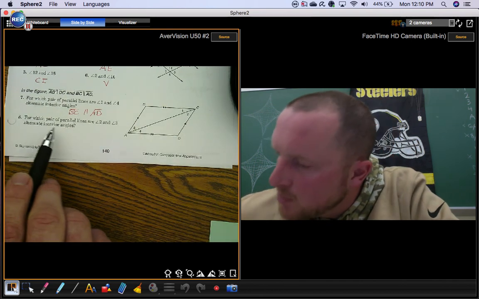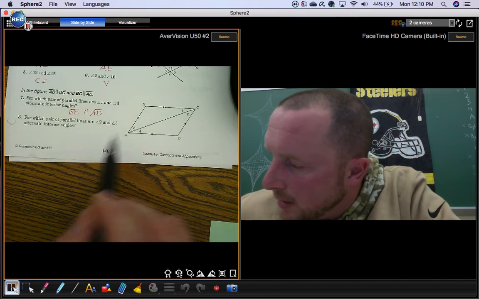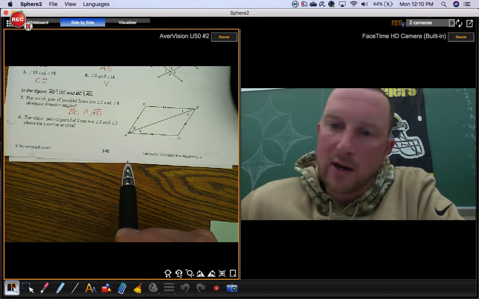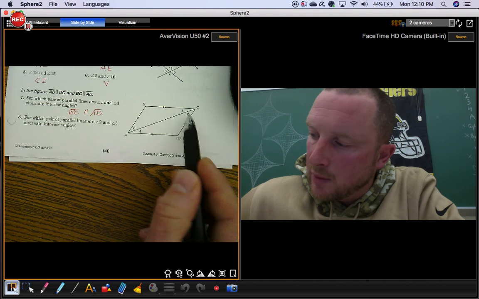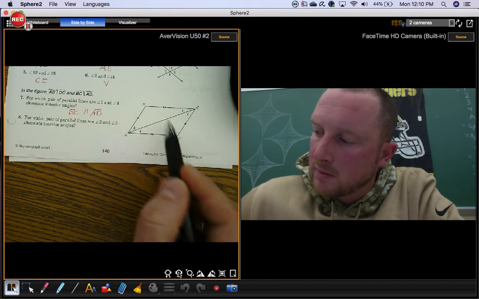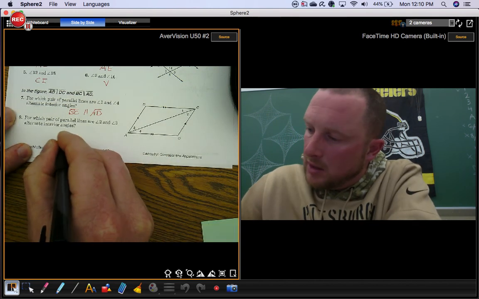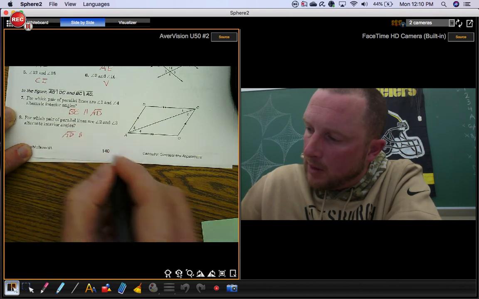Number 8, for which pair of parallel lines are angle 2 and angle 3 alternate interior angles? Well, again, it's the same transversal, but angle 2 and angle 3 are made with different lines. It's the lines on the left side and the right side. So line AB parallel to line DC.